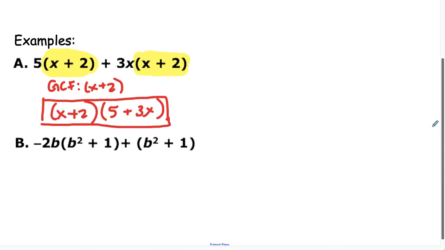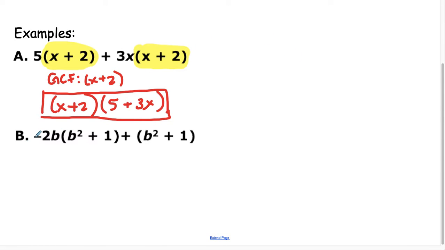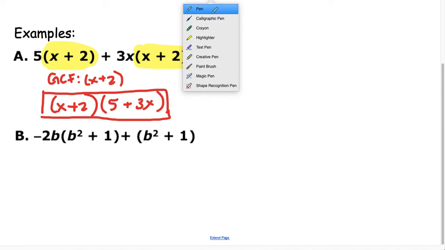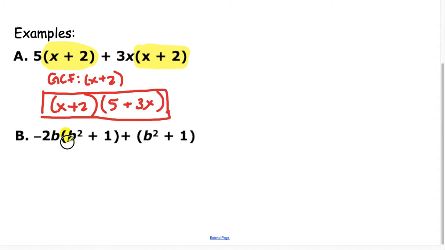All right, let's try a different example. In the first term, we have negative 2b times the quantity of b squared plus 1. In the second term, we have just a plus and another quantity of b squared plus 1. Notice that you have b squared plus 1 from both terms. This is your GCF. The greatest common factor is b squared plus 1.